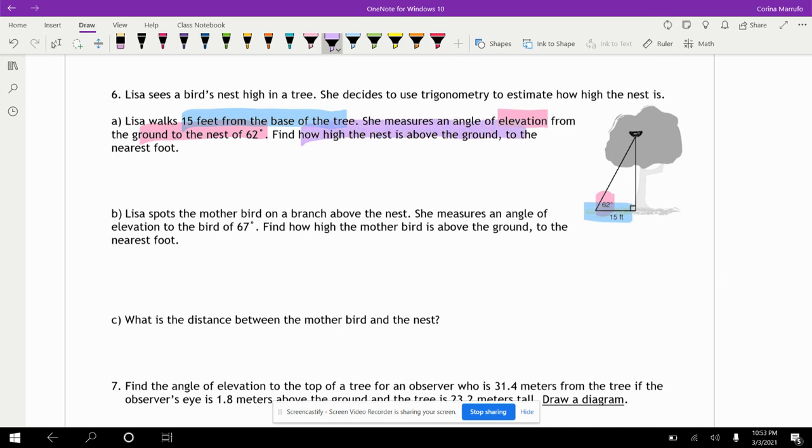So here's the nest, and we're looking for how high, so we're looking for this side right here. This one happens to be opposite this angle that was given. And then they give us this side right here, which is my adjacent side. So which trig function is O and A? If you remember, let me write it out. SOHCAHTOA.